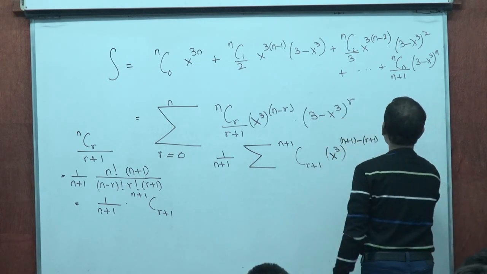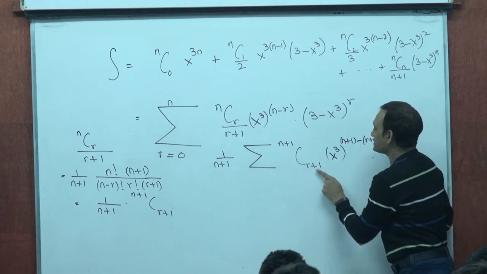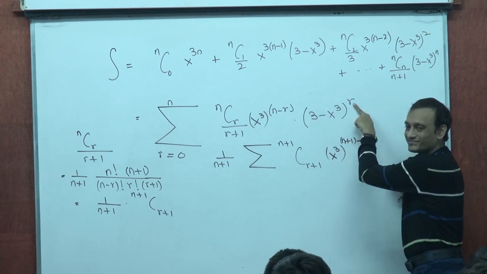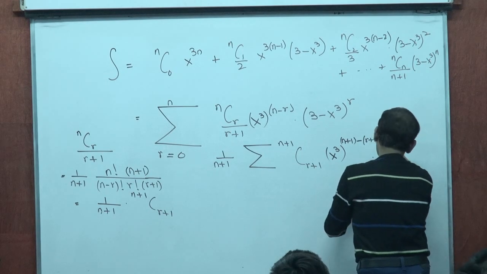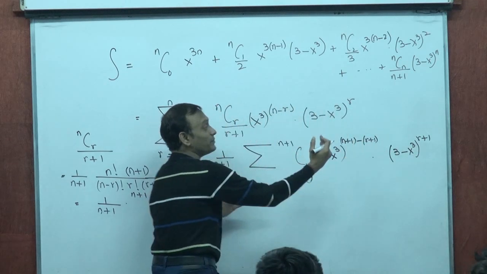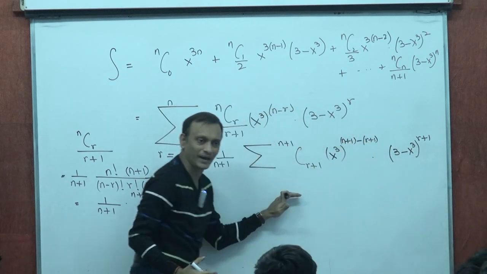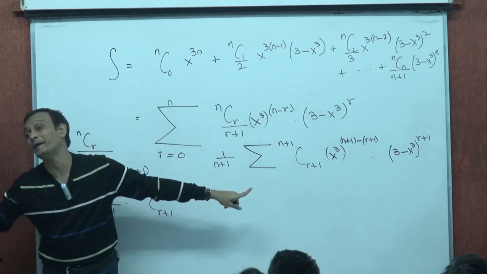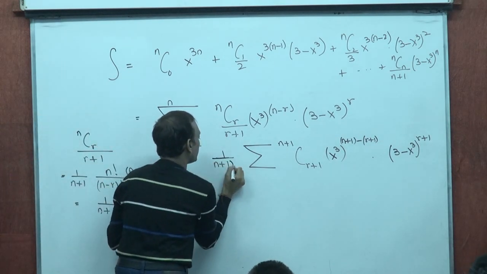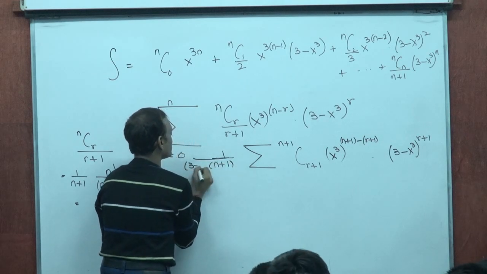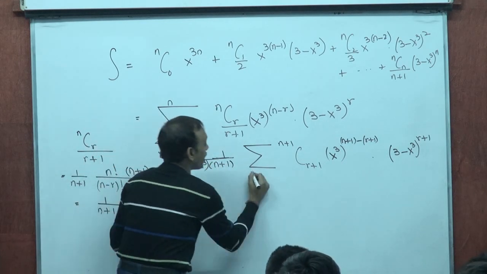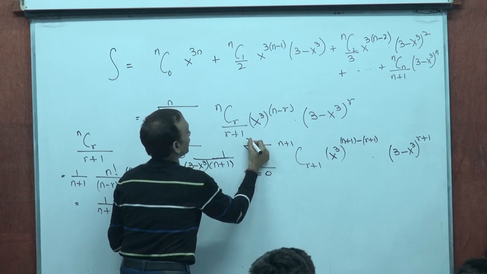And this (3 - x³). See, in nCr a^(n-r), I would have liked this to be to the power r + 1, right? So let me force it that way: (3 - x³)^(r+1). Essentially, I multiplied by (3 - x³) in the numerator, so I can divide by (3 - x³). And (3 - x³) is also independent of the running variable r, so that can also walk out of the summation sign. So along with n + 1, we have (3 - x³) coming out of the summation sign, where r runs from 0 to n.